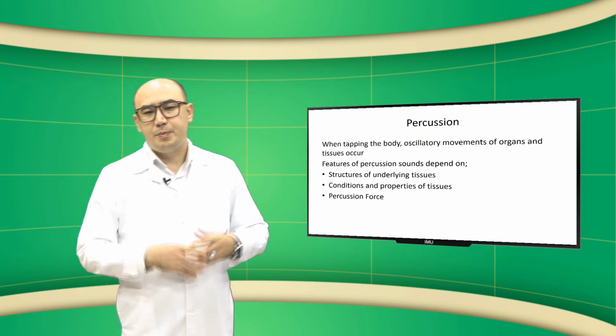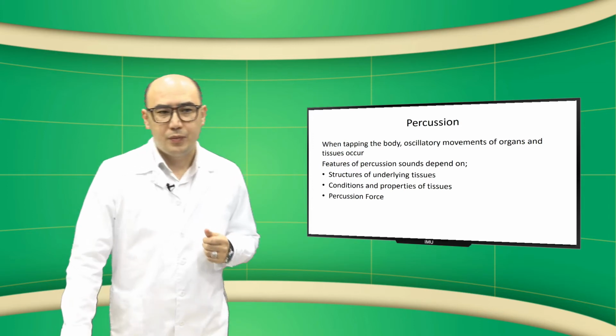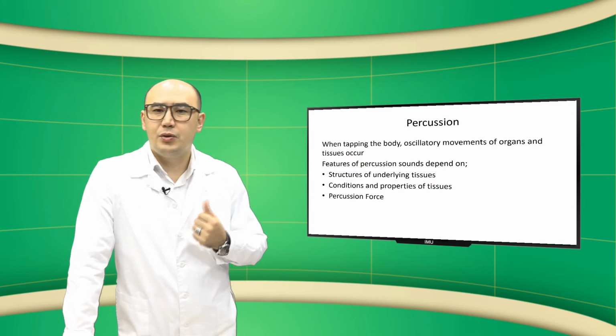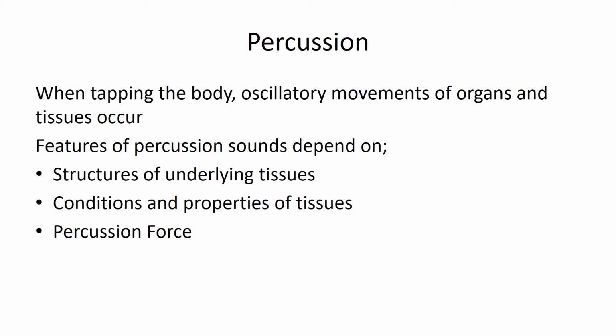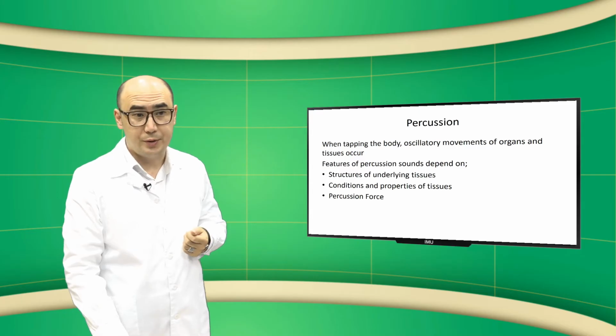Percussion means tapping of the body, during which oscillatory movements of the organs and tissue occur. The features of the percussion sound depend on the structure of the underlying tissue, the condition of the properties of the tissue, and the percussion force. So again: structure of the underlying tissue, condition of the tissue properties, and percussion force. This is tapping of the body. When you tap with the finger and listen to the sound, this is percussion.